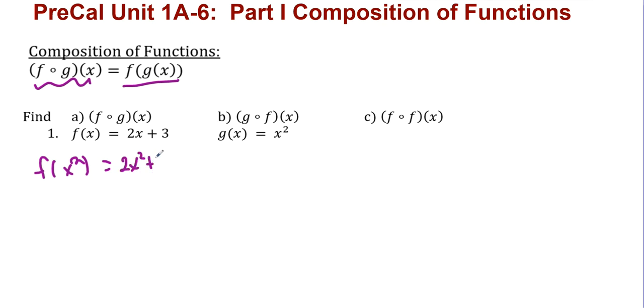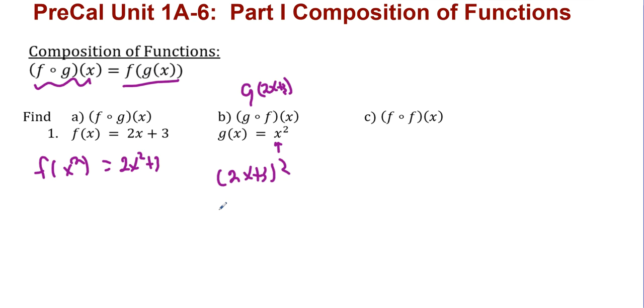Can't get much easier than that. So let's take a look at the next one. We're going to do g of f of x. Well, the f of x goes right here. f of x is 2x plus 3. So in goes 2x plus 3 right here. So we're going to have 2x plus 3 squared, and I can do the binomial multiplication of that.